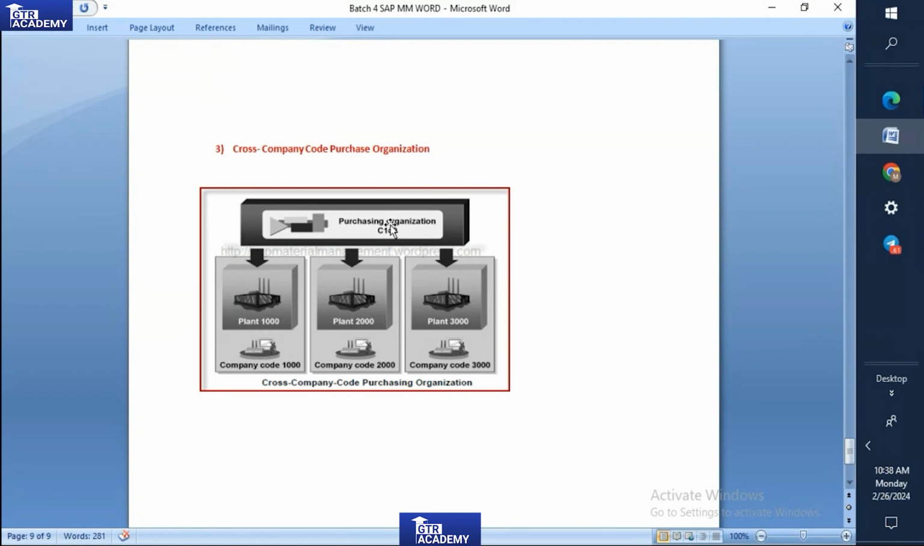It completely depends on the business requirement which process they will use. They may use a cross company code purchase organization, they may use plant specific, or they may use a cross plant purchase organization. It completely depends on how the business wants it.